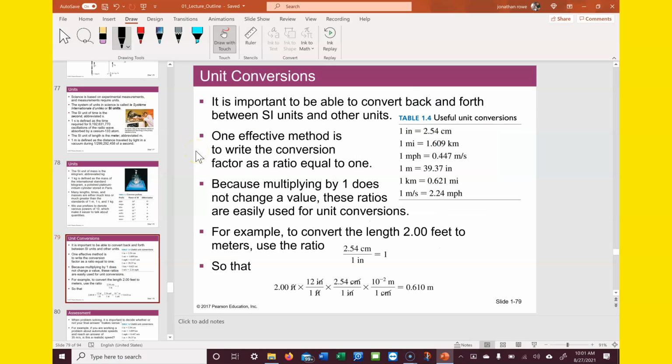Unit conversions. It is important to be able to convert back and forth between SI units and other units. So here in the United States, we use English units, kind of for our day-to-day lives.